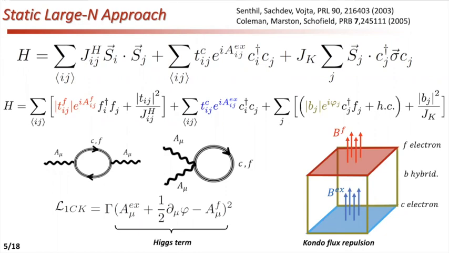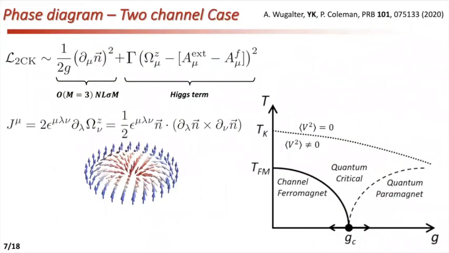Corresponding to this Higgsing, there is a Meissner effect, which means that if you apply a flux, it cannot terminate in the system. It has to go through the F electron layer. Okay, so now can we do the same thing in the two-channel case? Yes, we can do that. We have done it in this paper, and the effective action is more complicated.